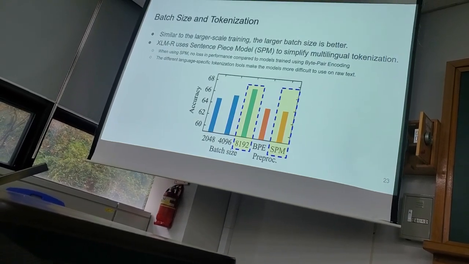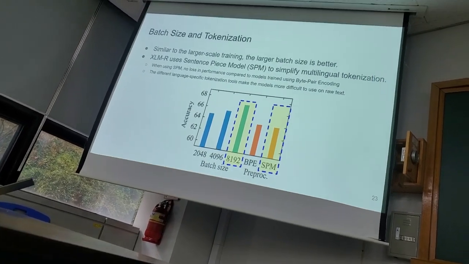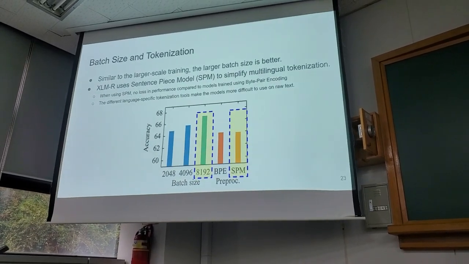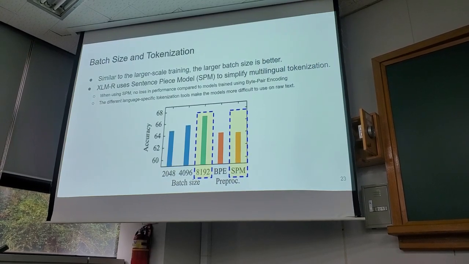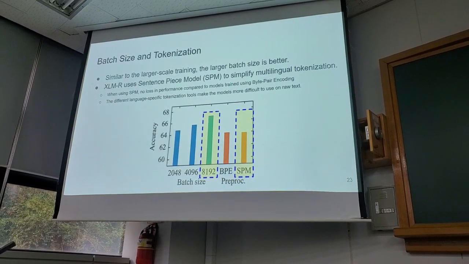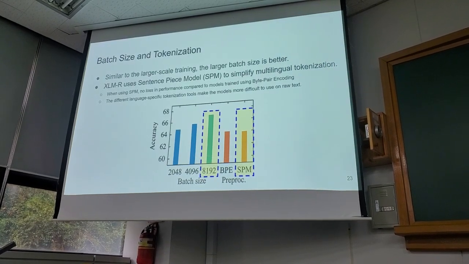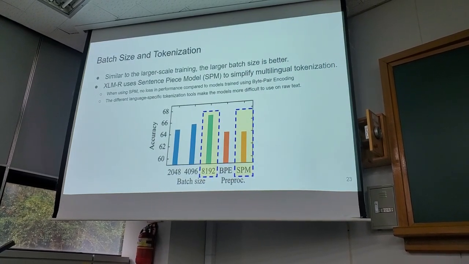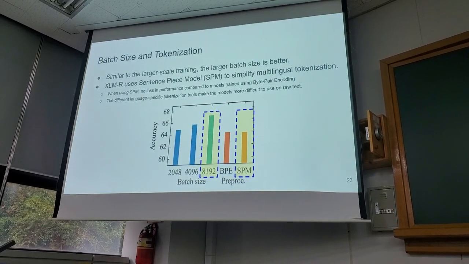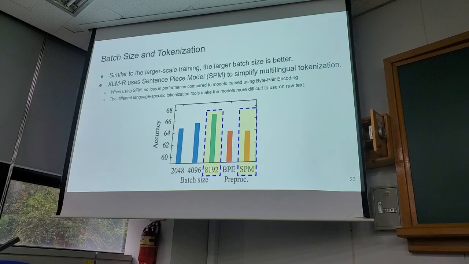Similar to large scale training, a larger batch size is better, as you can see on the left side of this figure. So the XLM-R model is trained using a batch size of 8,192, and it uses the SentencePiece model to simplify multilingual tokenization. As you can see on the right side of this figure, when using SPM, there is no loss in performance compared to models trained using byte pair encoding.